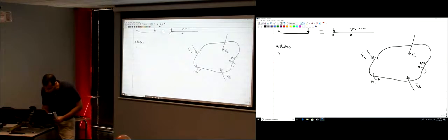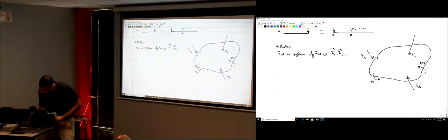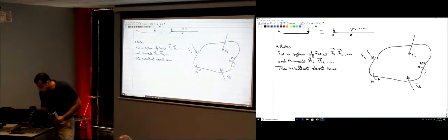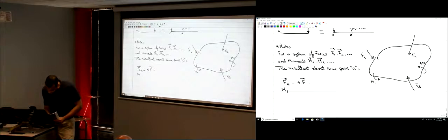So the resultant for a system of forces F1, F2, and so on, and moments M1, M2, and so on, about some point O: I have a resultant force that is equal to the summation of those forces, and I have a resultant moment that is equal to the summation of R cross F plus the summation of the moments.